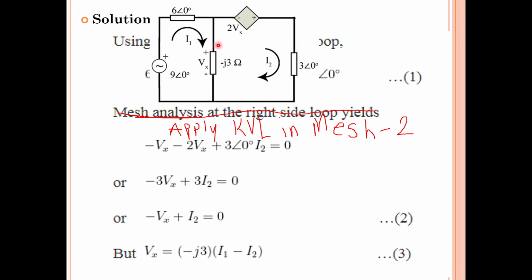See, current in both, minus plus means the current direction is the same in both elements. So if I take this Vx as positive, I should consider 2Vx also as positive. I have considered both as minus. So minus Vx minus 2Vx.